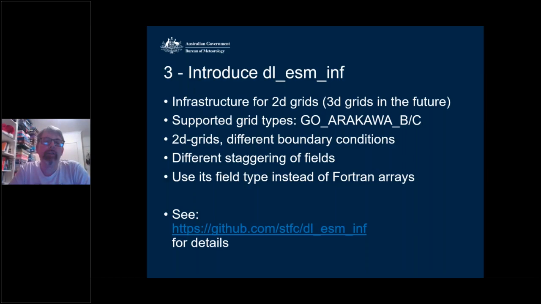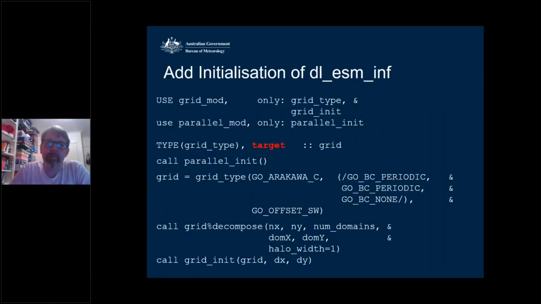So the next step was to replace all the Fortran arrays with the field type from DL_ESM-inf. I put the URL for the GitHub repository where you can download this library, which has all the documentation in it. Now, in order to create a field, we needed to first initialize the library. Unfortunately, this is a little bit rushed, but basically you import the grid and parallel mod, and you create a grid type here. It needs to be a target because all the fields will keep a pointer to that grid. You call parallel init, which just sets up the parallel system. Once you have MPI, this will call MPI init.